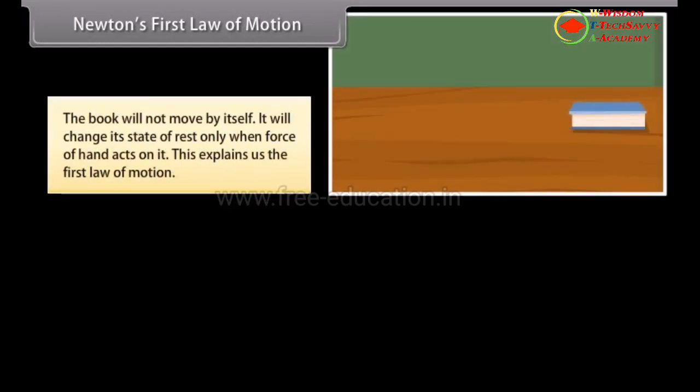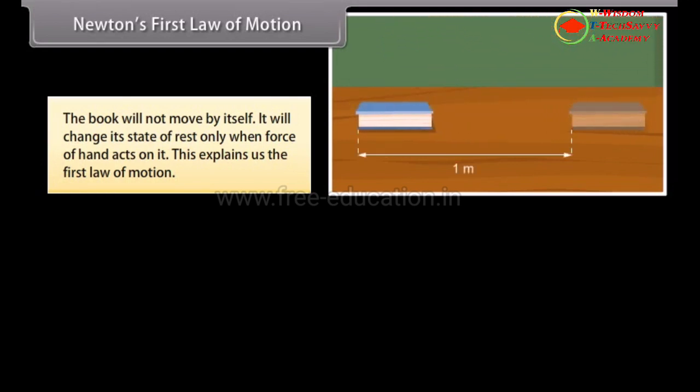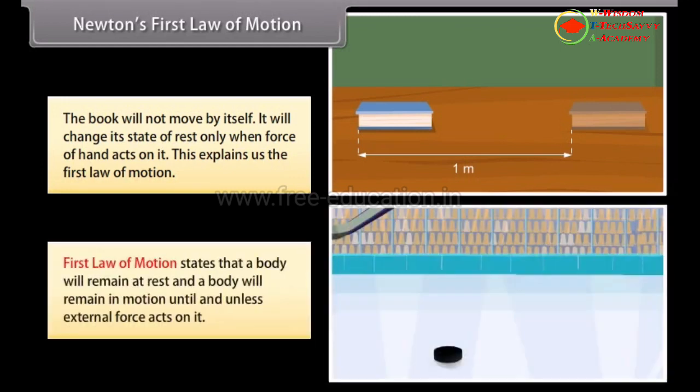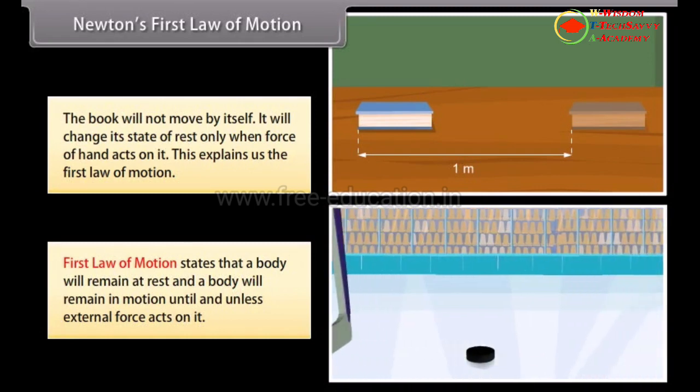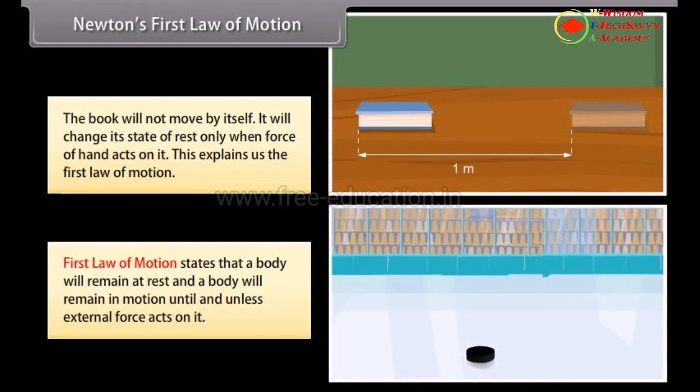Newton's first law of motion. The book will not move by itself. It will change its state of rest only when force of hand acts on it. This explains to us the first law of motion. The first law of motion states that a body will remain at rest and a body will remain in motion until and unless external force acts on it.